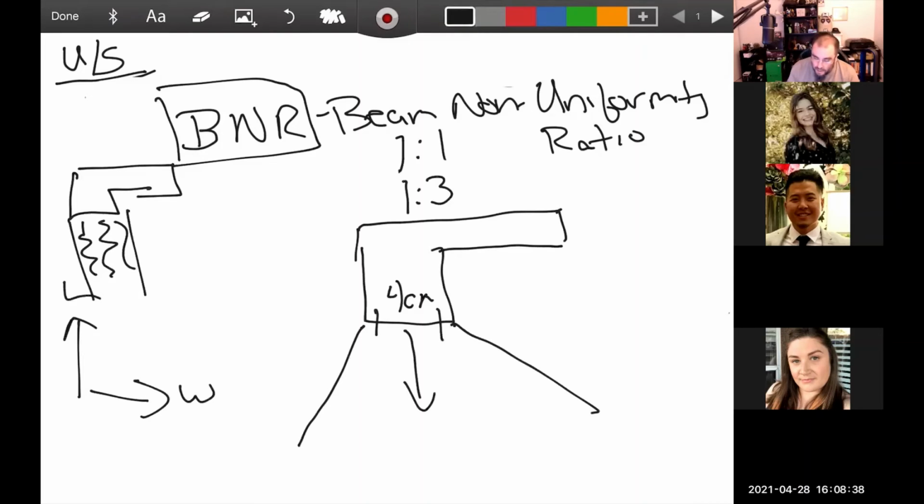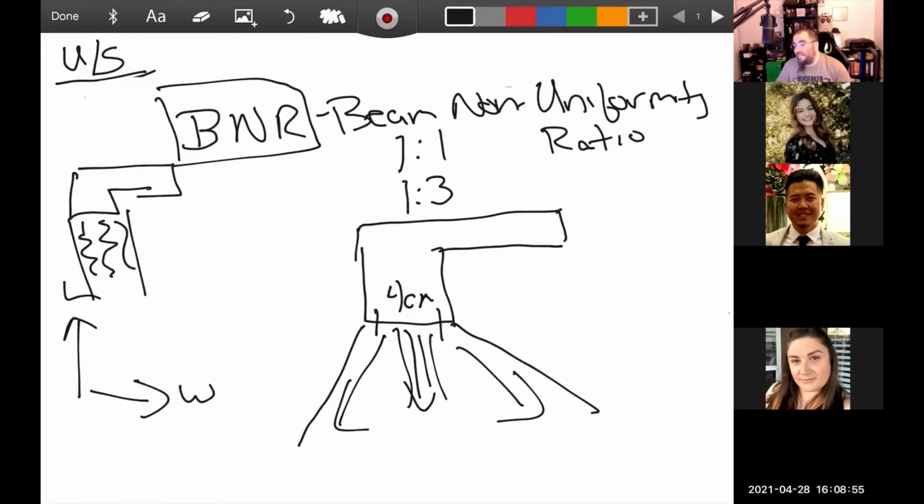So some of the energy is going to be delivered straight down, but some of the energy is also going to come out to the surrounding tissue. That's okay. It's not going to hurt the patient. It just means that you're not getting as effective delivery of that energy.